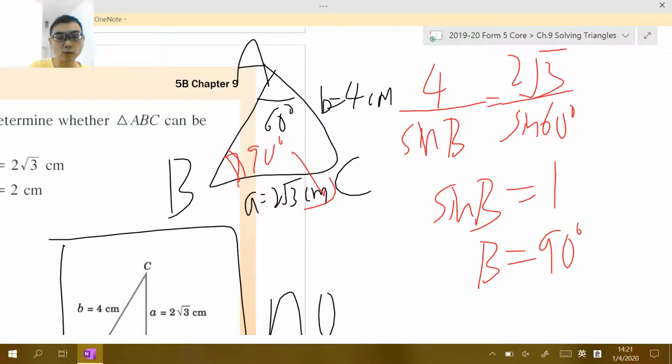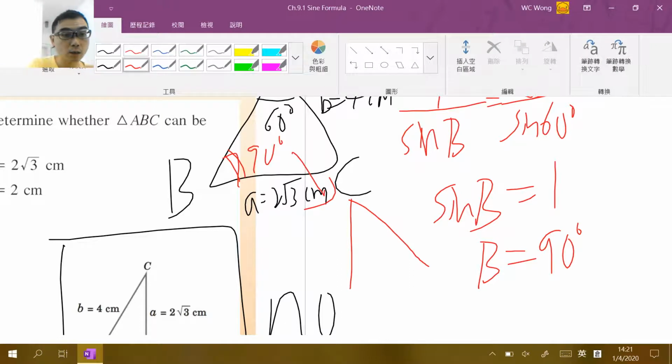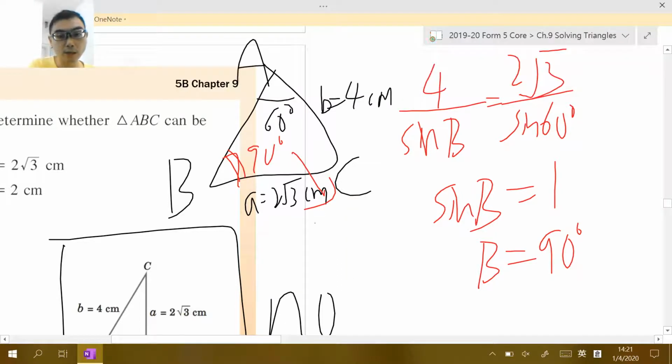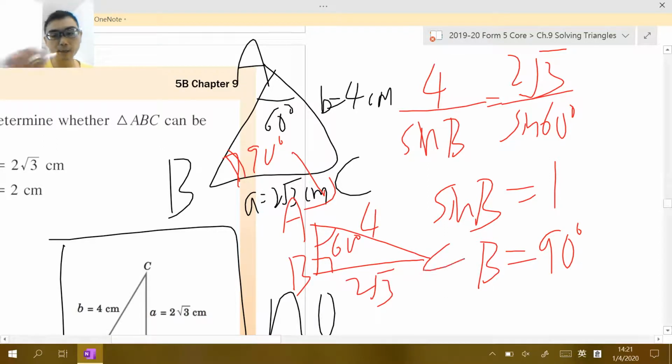That means the triangle should actually be drawn in this way. I drew it wrong here. So actually the triangle should be something like this. For example, we say this one is 90 degrees and this one is 60, and this one is 4, this one is 2√3, with the labels A, B, and C. So it should be something like this. This is not difficult, even if you think about finding the angle.